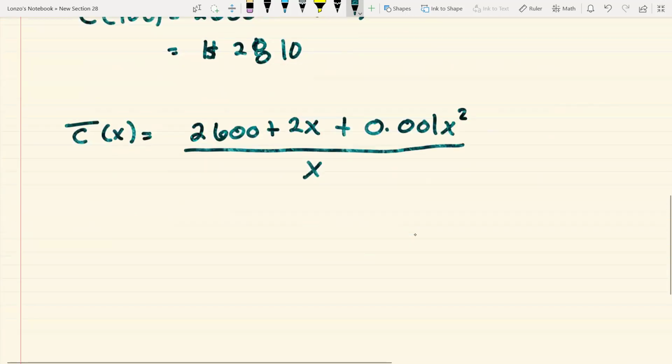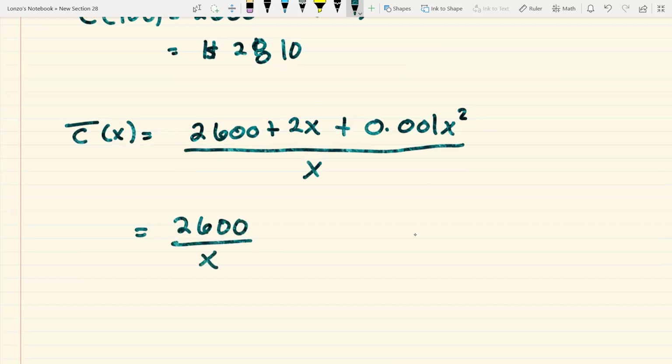You could simplify this if you want. So if you divide everything by X, that's what I'm going to do. Every term by X. On the numerator, how many terms? 1, 2, 3. There are 3 terms, so divide everything by X. It'd be 2600 over X plus, what's 2X over X? Just 2. Plus, what's 0.001X squared over X? That's 0.001X. Okay, so this is your average cost function.